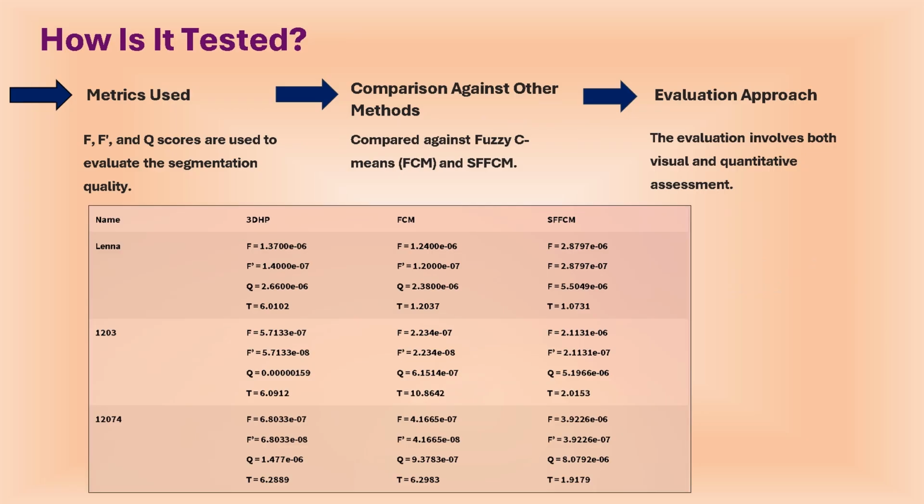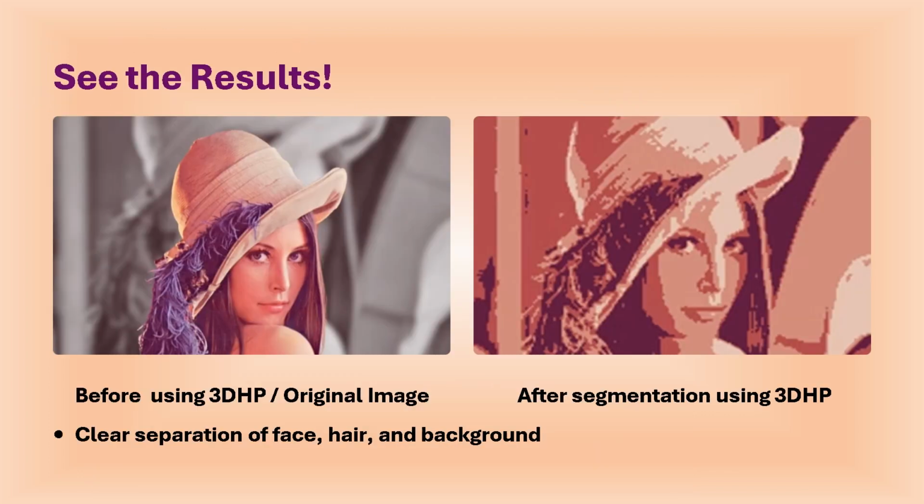The researchers use quantitative metrics like F and Q to measure segmentation quality, comparing it to methods like fuzzy C-means and SFFCM. They also do visual checks on images like Lena, ensuring edges stay sharp. The results show 3DHP is fast and accurate, especially since it doesn't depend on image size. Pretty cool, right? Let's see the results.